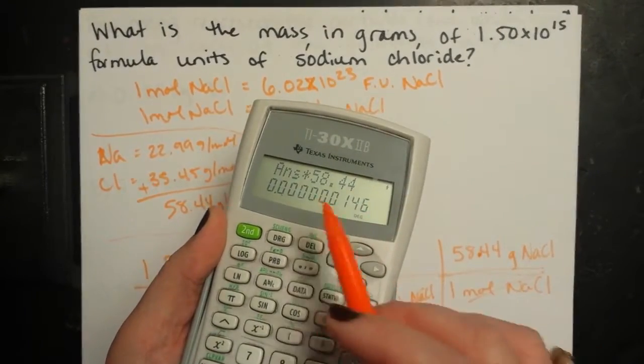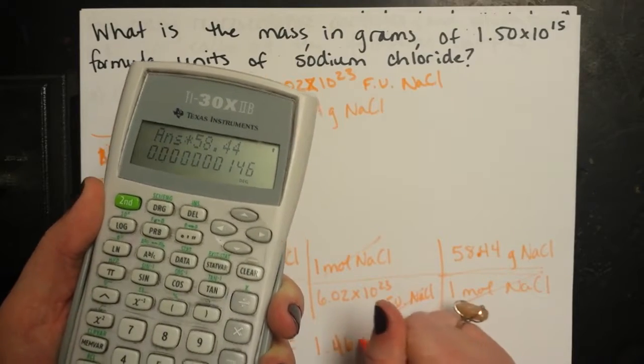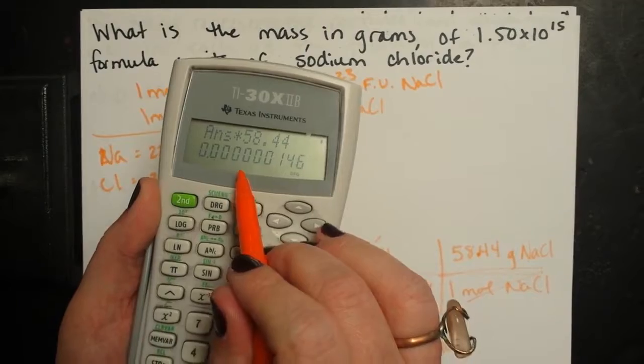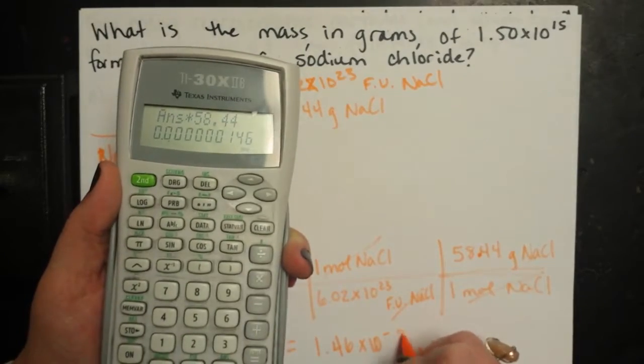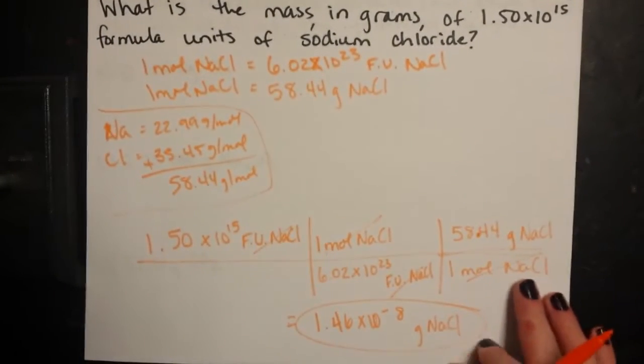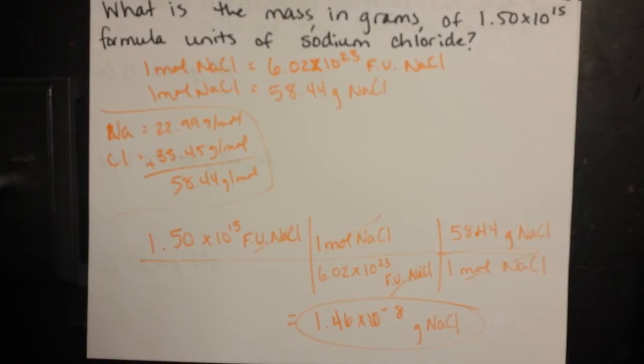Alright, I'm going to go ahead and write this in scientific notation. So 1.46 times 10 to the negative 8. So I'm going to need a very small amount of salt to be able to have 1.5 times 10 to the 15th formula units of salt.